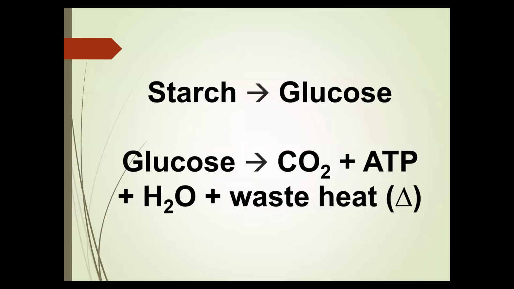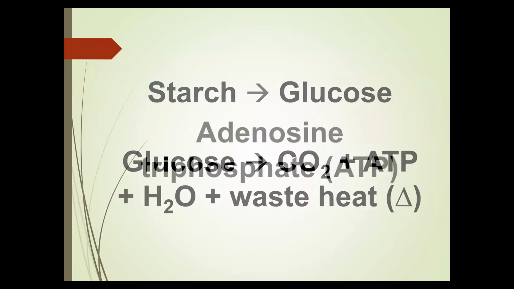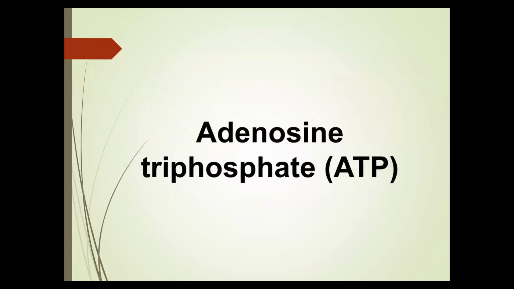Many plants store excess energy as starch, which is a polymer of glucose molecules. When needed, the starch is depolymerized into glucose, and through respiration, the glucose is broken down to release CO2, plus ATP, a high energy containing molecule, plus water and waste heat. ATP is also known as adenosine triphosphate, and it is the main energy molecule for animals and plants.